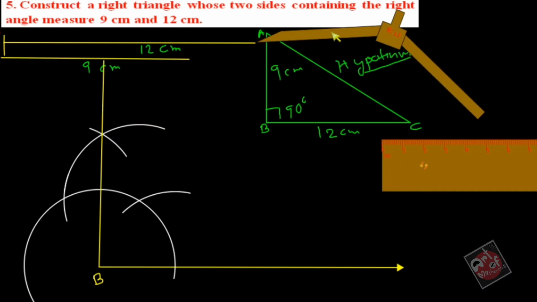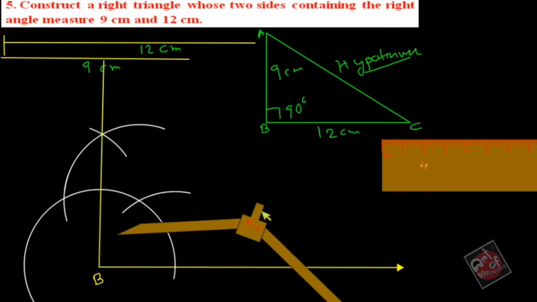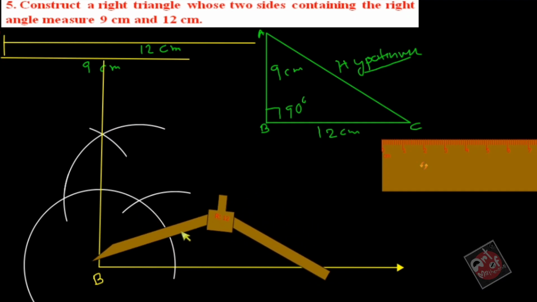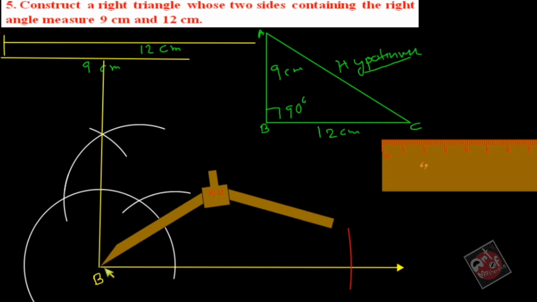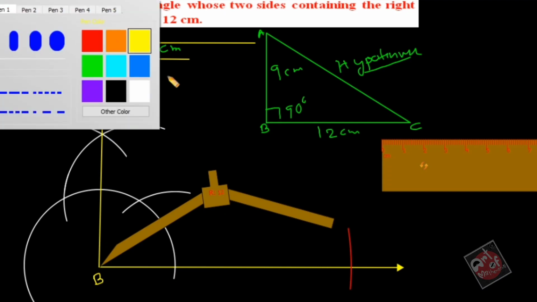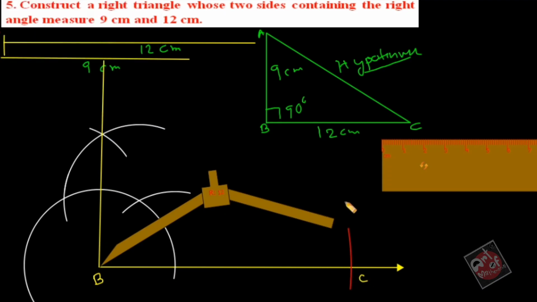Now simply take the compass and put it at the point B as the center, and cut it. It is better to take a different color so you can understand, so I am taking red color. Here it is 12. So this is our 12 centimeter. So this should be the point C, because BC is 12.